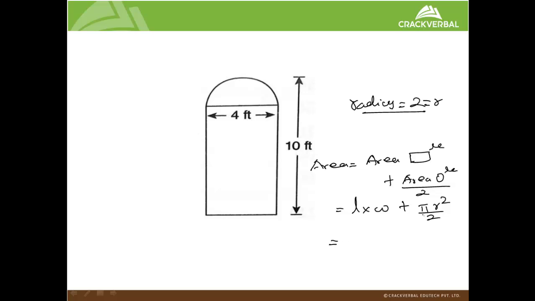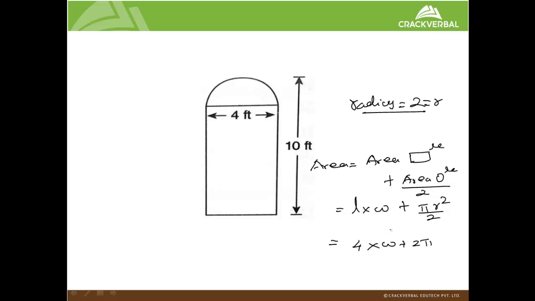So we already know the radius here is 2. So 4 pi by 2 is nothing but 2 pi. And also we know the diameter of the semicircle is the width, I mean the length of the rectangle. So that means 4 times w would be the area of the rectangle. So we still have to figure out the w value.